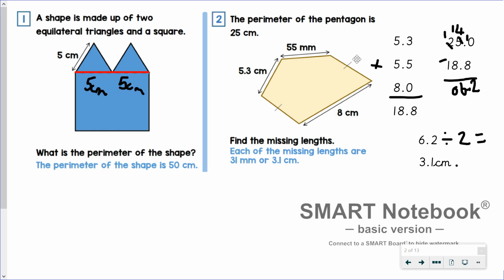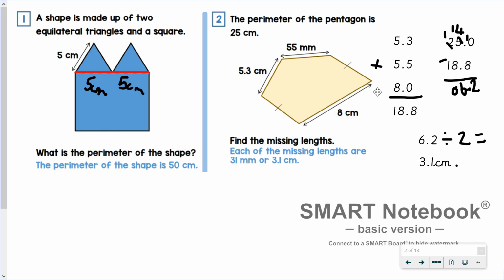Perimeter of the pentagon is 25 centimeters. We are given lots of measurements and are asked to find two lengths. Now these little lines signify that these are equal. These sides are parallel to each other, they are also equal in length. So what we do for one, we can do for the other. So we need to find out what both of them are. We are given a measurement in centimeters, in millimeters, and in centimeters. It's up to you which way you do it.